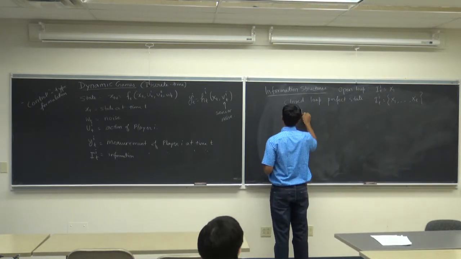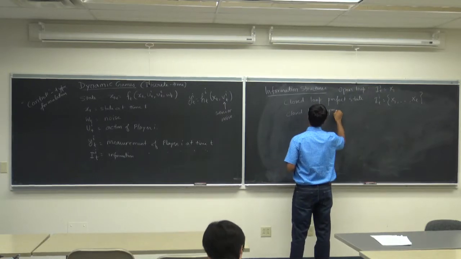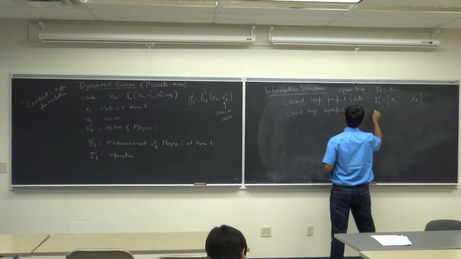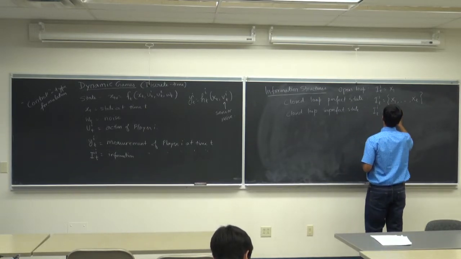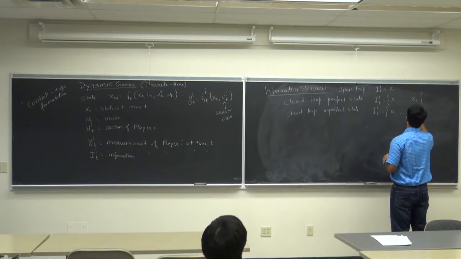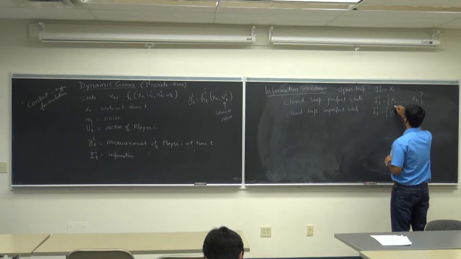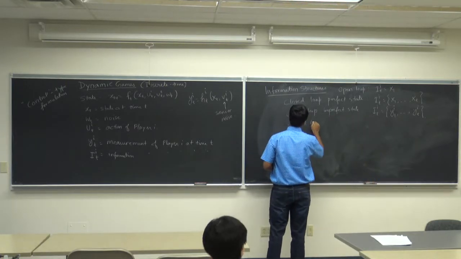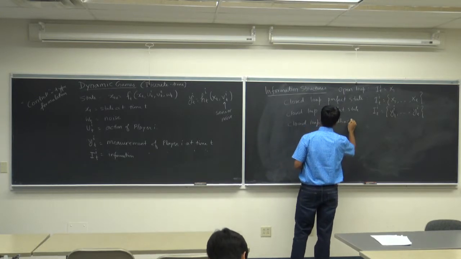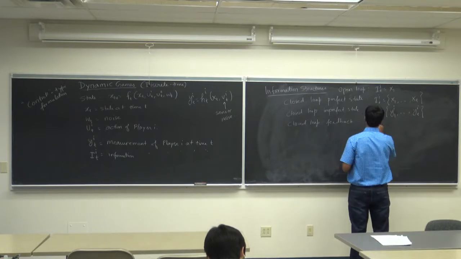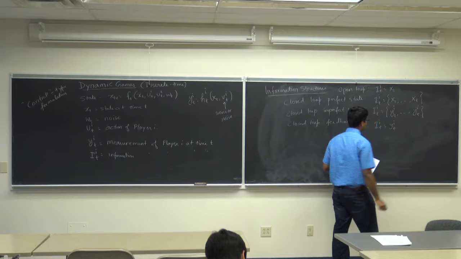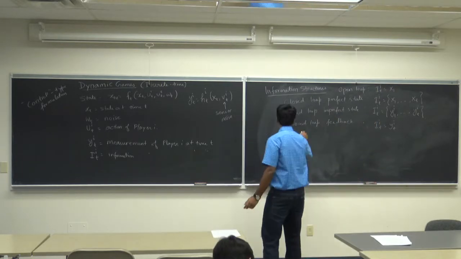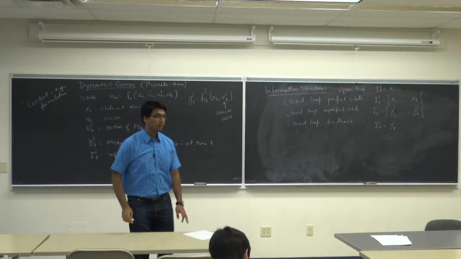You have closed loop imperfect state, y_1 to y_t, and you have closed loop feedback. Okay, and so on. You can have multiple information structures in different games.